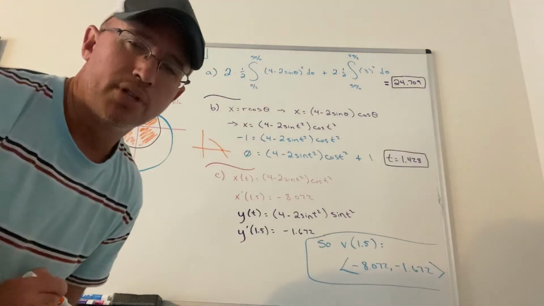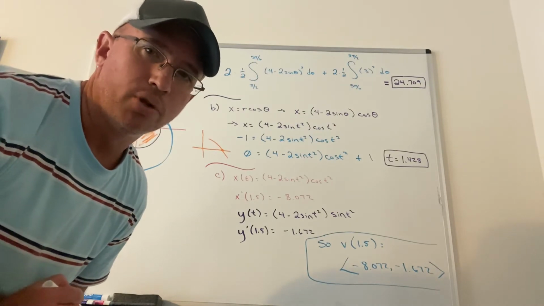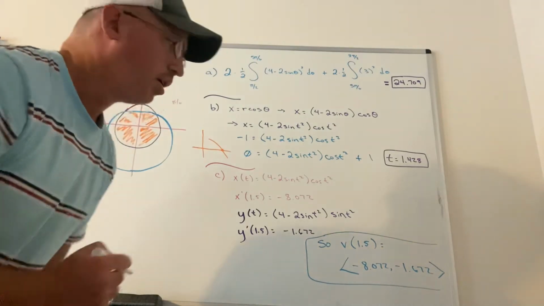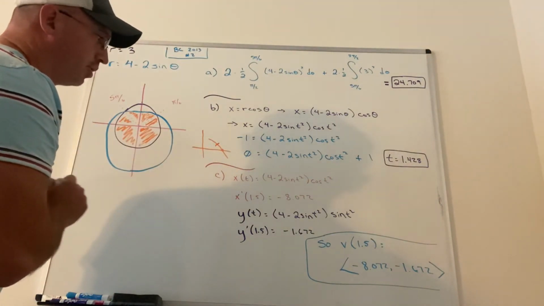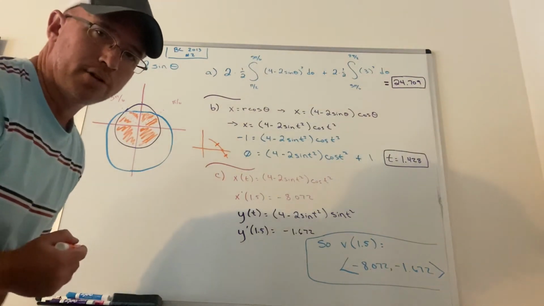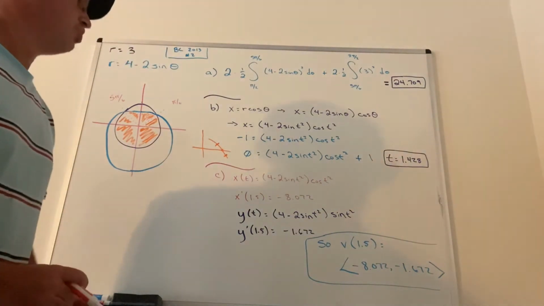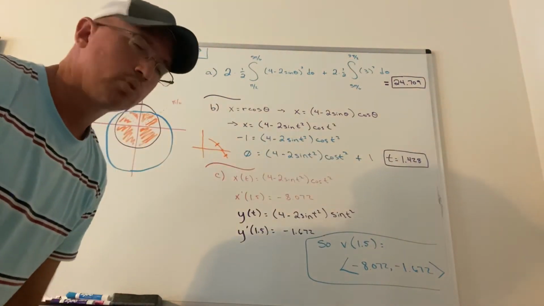Your zero feature for that is second trace, and then choice 2 says zero. Then you've got left bound, so cursor over somewhere in that neighborhood, and then right bound, cursor to somewhere there, and then enter through your guesses, and you should get t equals 1.428 out, okay?